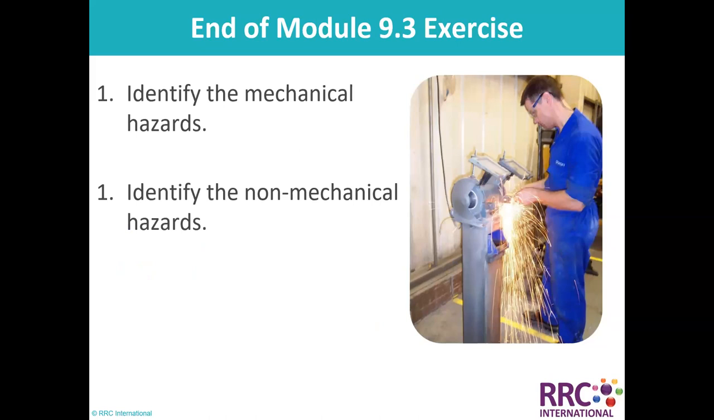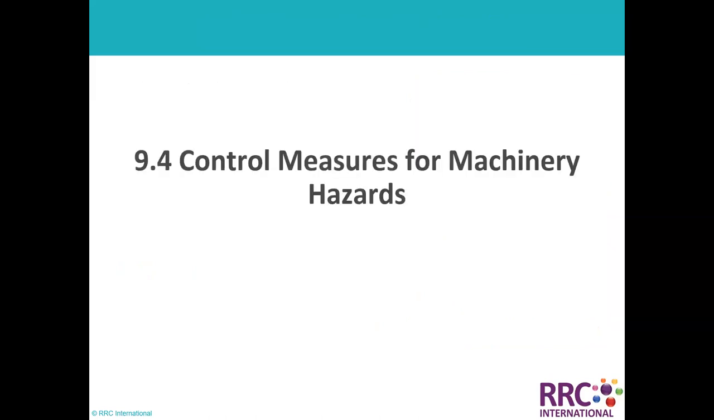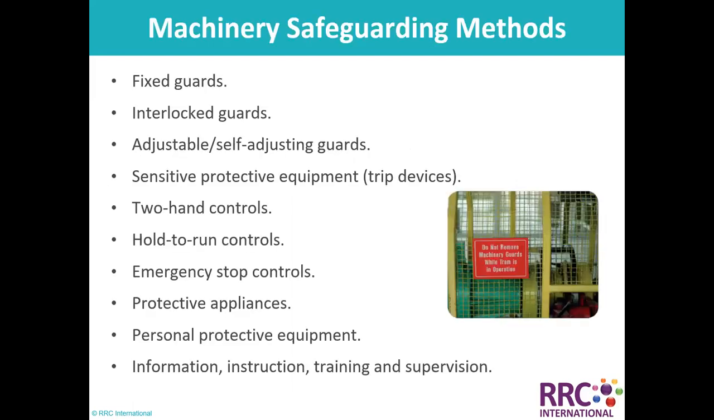Okay, let's move to our next module, that is control measures for machinery hazards. What are the control measures for machinery hazards? Either it is a mechanical or non-mechanical hazard, of course, we need to control them. How are we controlling them? For any kind of machinery, we are basically safeguarding the machine. Safeguarding the machine means we are putting some kind of guards over there. What are those guards? We have different kinds of guards and different protective techniques to safeguard the workers or the employees who are going to use that machine.